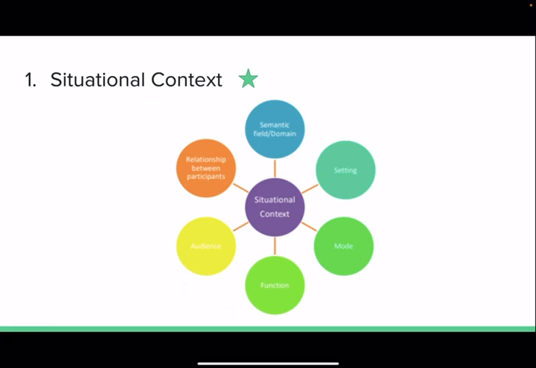So these are the things that make up situational context. We can see that in the middle, all of the things around the outside are the things that affect or create the situational context. So they include the semantic field, the setting, the mode, the function, the audience, and the relationship between participants. So none of these things are new to us. We just need to remember to group them all together as situational context.